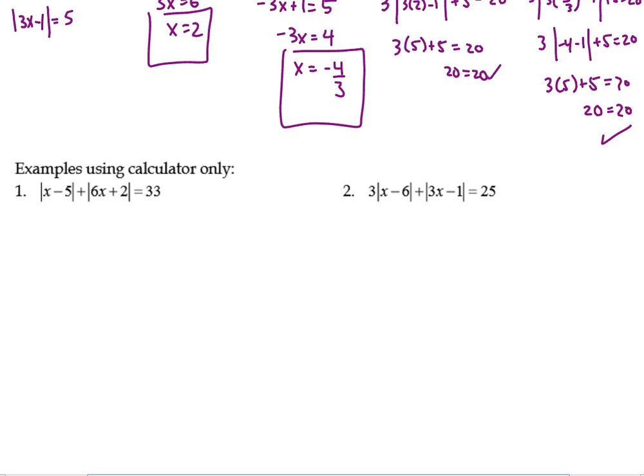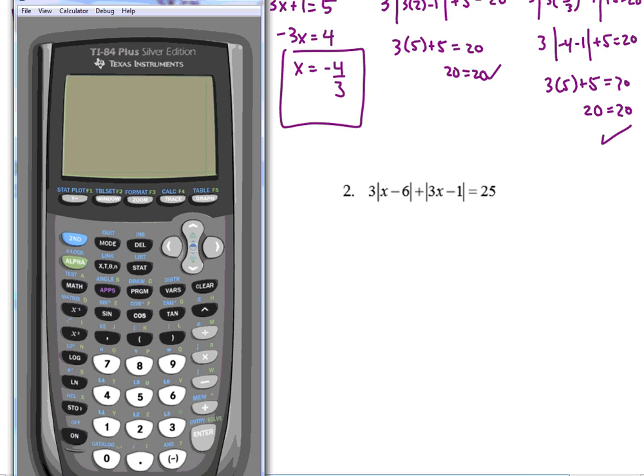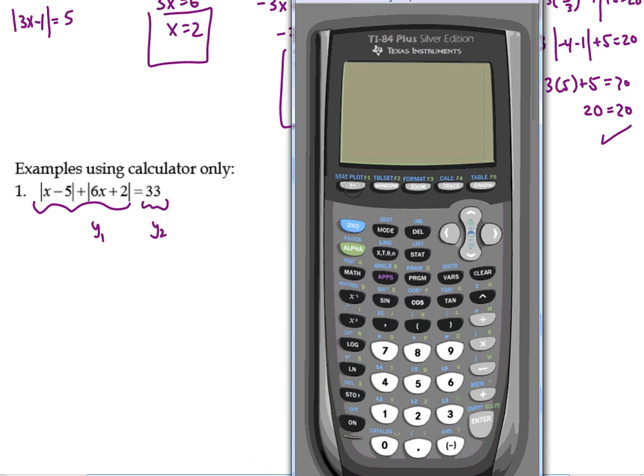Okay. So I'm probably going to skip the ones on the other page and just go straight to this. If I want to solve this graphically, how would I set it up? Y1 as the left side, Y2 is the right side. Now, if Y2 is equal to 33, you're probably going to have to zoom out. Okay? Y1.